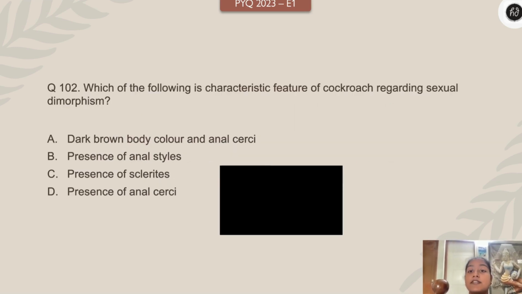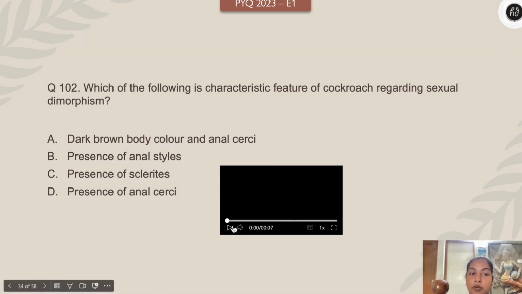Which of the following is a characteristic feature of cockroach regarding sexual dimorphism? Dark brown body color and anal cerci, presence of anal styles, presence of sclerites, presence of anal cerci. Your time starts 3, 2, 1 right now.